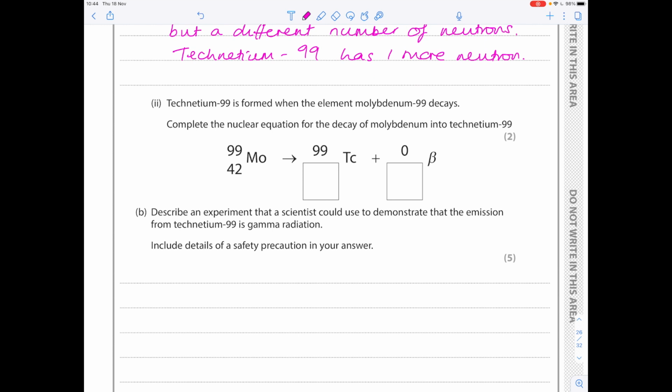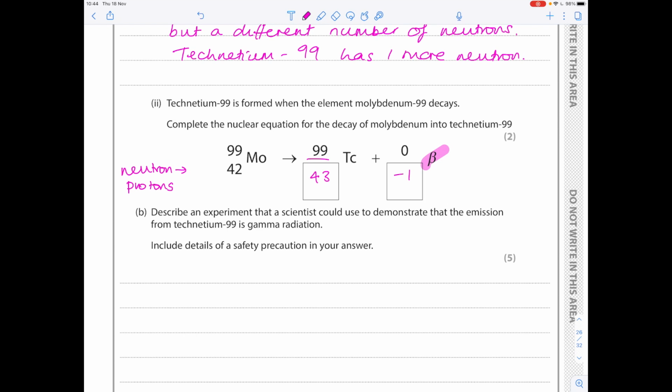Technetium-99 is formed when the element molybdenum-99 decays. Complete the nuclear equation for the decay of molybdenum into technetium-99. Cool, we can see we're dealing with beta. So remember, in this case, a neutron turns into a proton and stays within the nucleus. So we'll have no change in mass number, good, but the proton number will increase by 1.